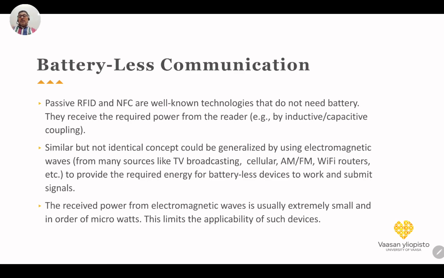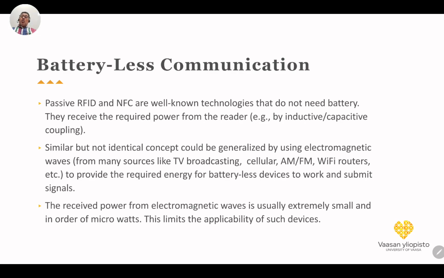However, there is another interesting way to get energy. We know that we have man-made signals everywhere. For example, in this room or around you, there are many signals coming from your TV channel, AM signal, FM signal. We have a lot of electromagnetic waves around us, and also Wi-Fi signals, for example, cellular network signals.